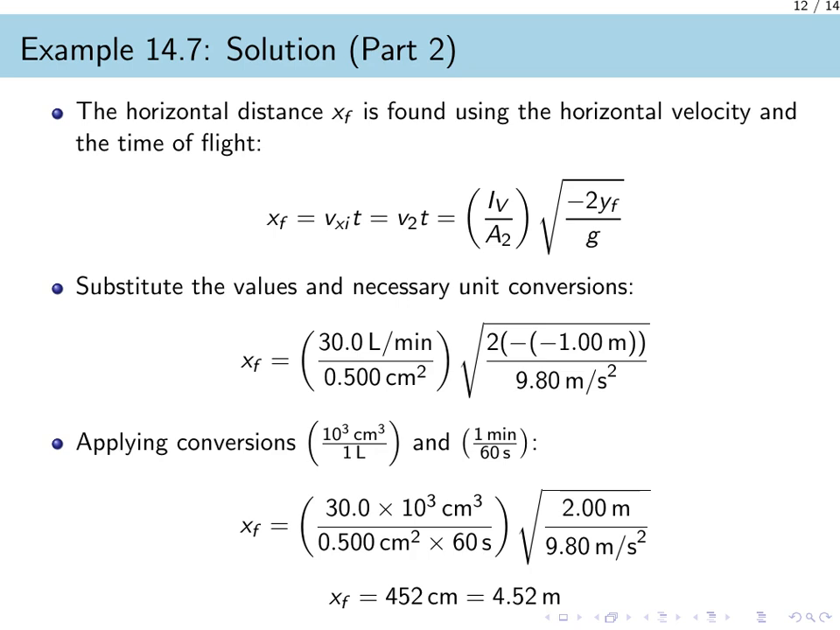Now we can substitute the numerical values into this combined equation. The volume flow rate is 30.0 liters per minute. The nozzle area is 0.500 square centimeters, and the vertical displacement y sub f is negative 1.00 meter. A crucial step here is to ensure our units are consistent. We must convert liters to cubic centimeters and minutes to seconds. After applying the conversion factors and performing the arithmetic, the final result is 452 centimeters. So, the water can be projected over a horizontal distance of 4.52 meters.